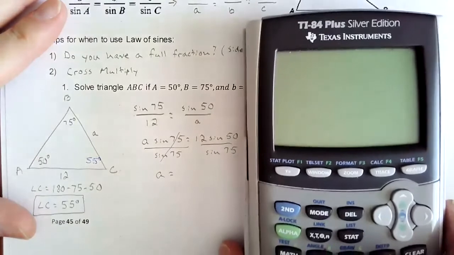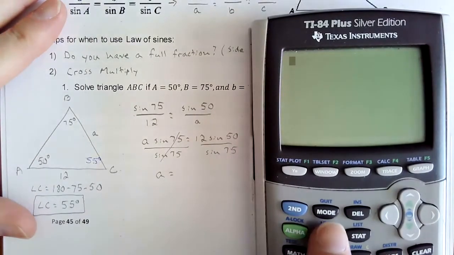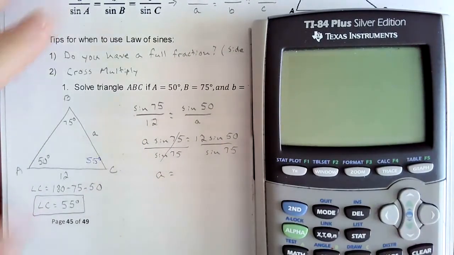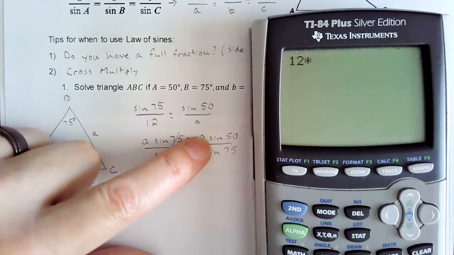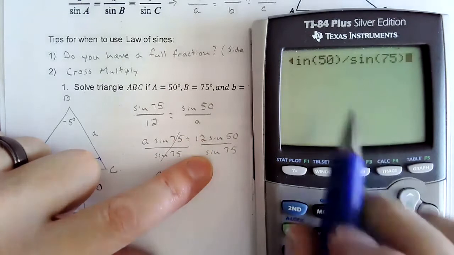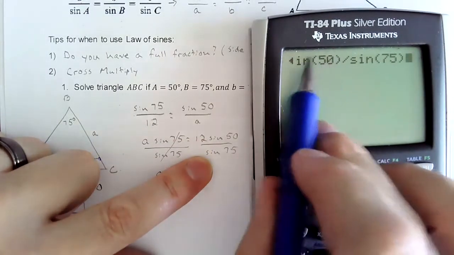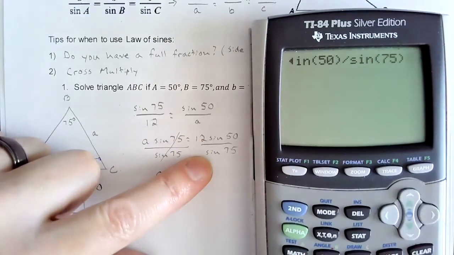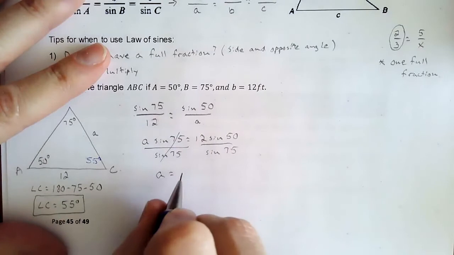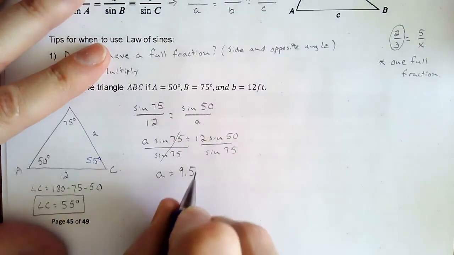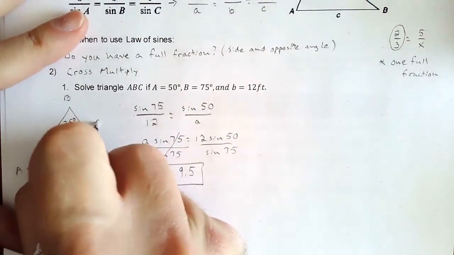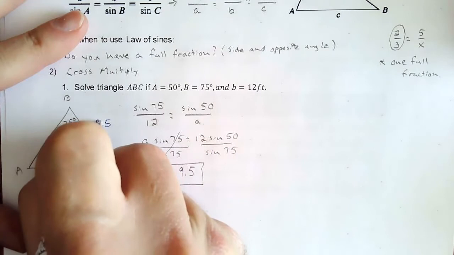So on the calculator, I'm going to throw that in. Make sure that your calculator is in degrees mode before you go too far. So we're going to do 12 times sine of 50 divided by sine of 75. Make sure you close that parenthesis, so that way it's just sine of 50, it's some decimal. And there we go, so 9.5. So A is 9.5. So I'm also going to throw that on my picture for my quick check at the end. We know that that's 9.5.